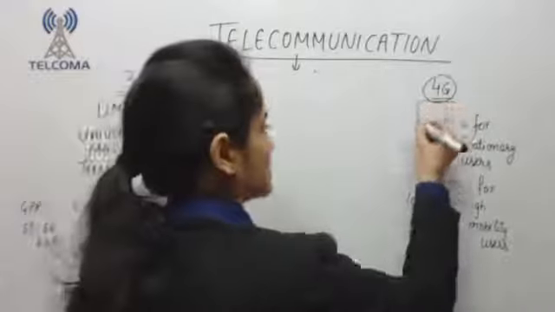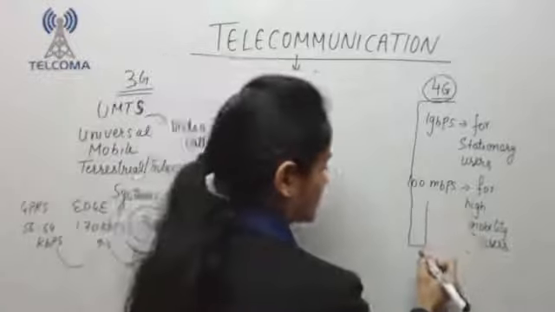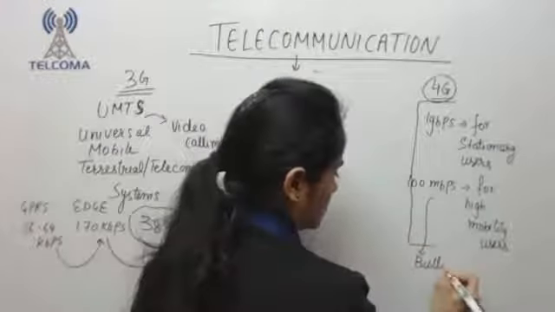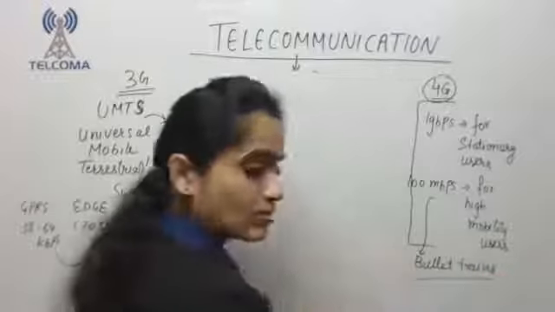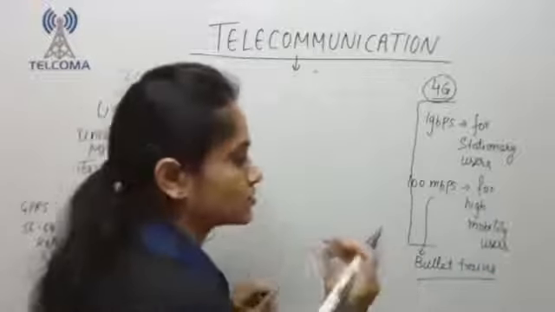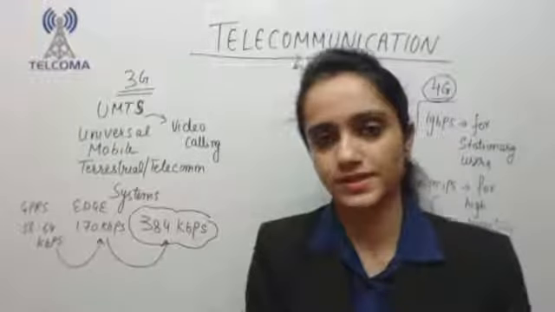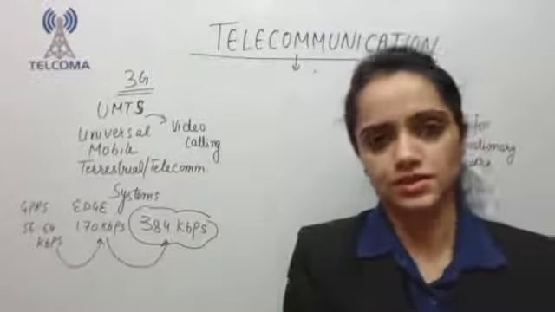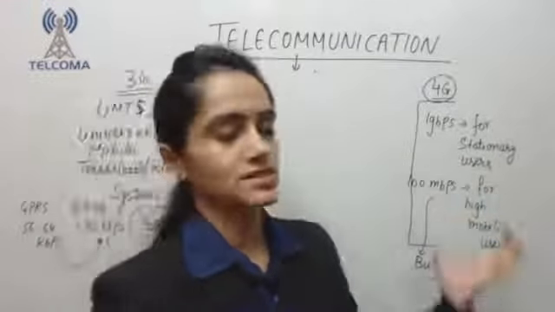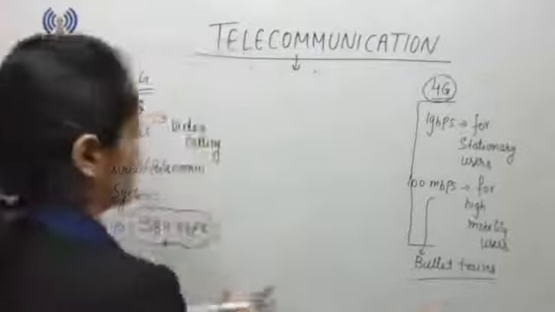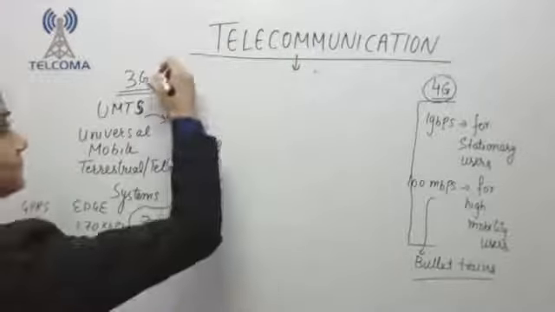Why is so much data rate required? This data rate is required for things like bullet trains. Whenever we are moving with high mobility, we require huge data rate. So in order to meet the requirements of high mobility services like bullet trains, we require huge data rate. So we set up a target that whenever we achieve this, we call it the fourth generation. Now we are in third generation, which means we need to move ahead.